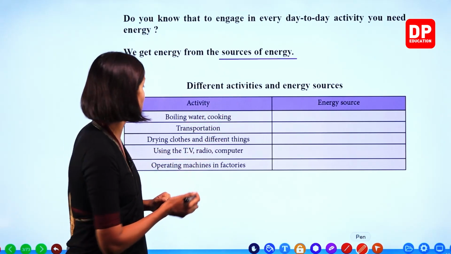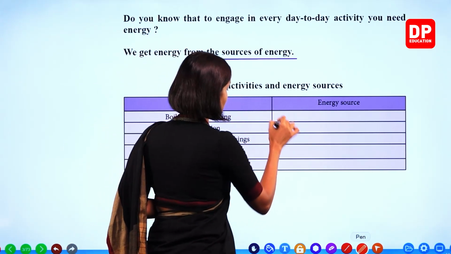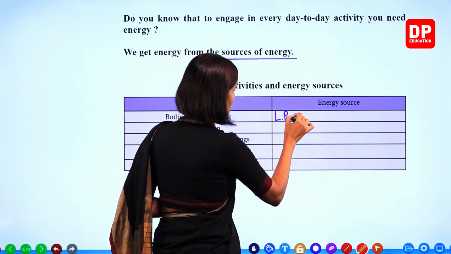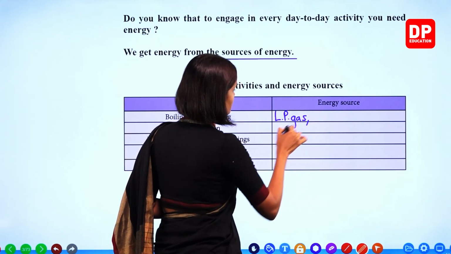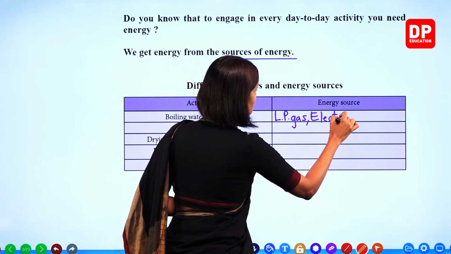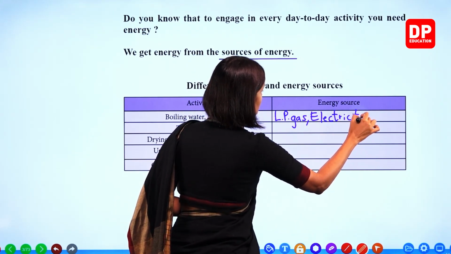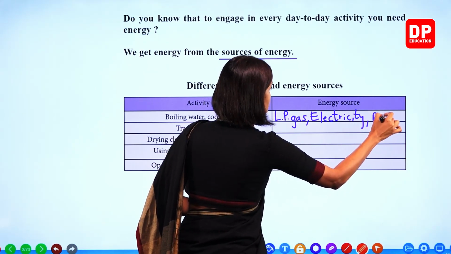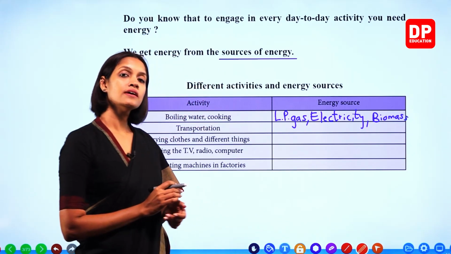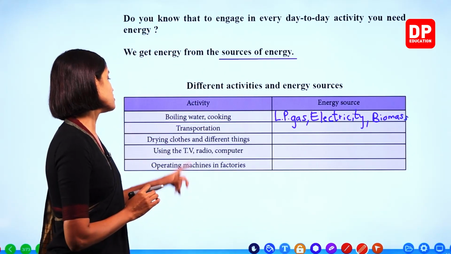We will write some of them. LP gas. Electricity. Biomass. Right, children? Okay, for transportation.